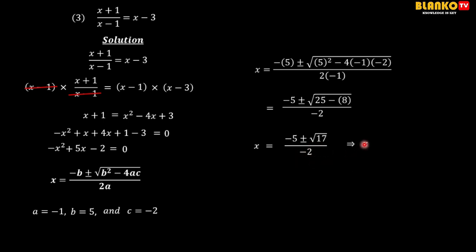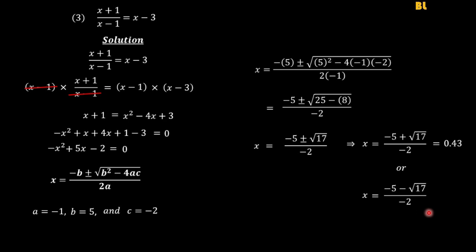So this means that x is equal to negative 5 plus the square root of 17 over negative 2, which is what? 0.43. Or x is equal to negative 5 minus the square root of 17 over negative 2, which is also 4.56. So x is equal to 0.43, or x is equal to what? 4.56. So our answer is x is equal to 0.43, or x is equal to what? 4.56.